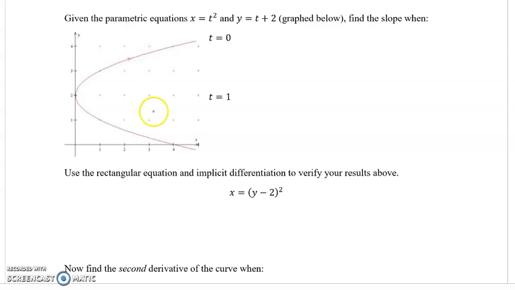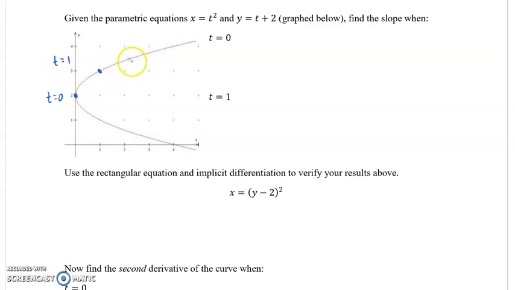Here we have a sideways parabola defined parametrically using the equations x equals t squared and y equals t plus 2. We can see that when t equals 0, x equals 0 and y equals 2. So that's a point right here when t equals 0. And when t equals 1, x equals 1 and y equals 3. That's this point right here.